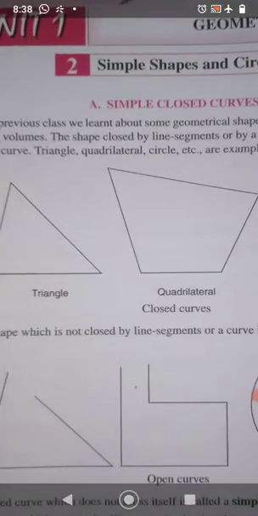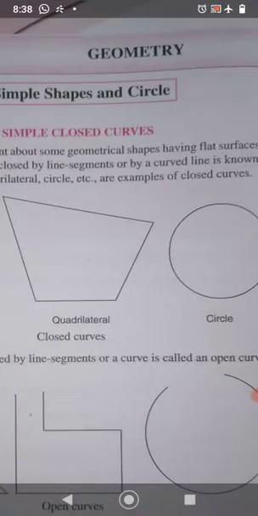Hello students, now I am going to discuss simple shapes and circle of unit 1, geometry, of your math book. You can open your math book and go to page number 12. You can see that there are a total of 6 pictures on this page. First 3: triangle, quadrilateral and circle.